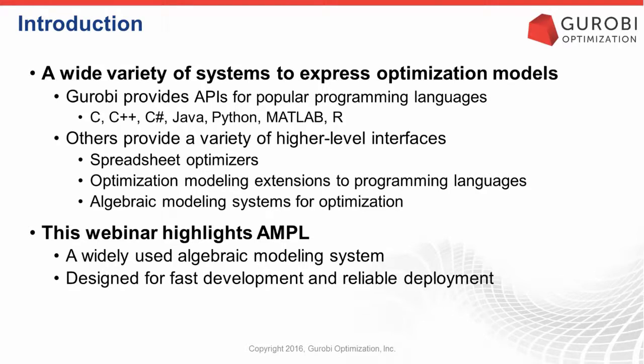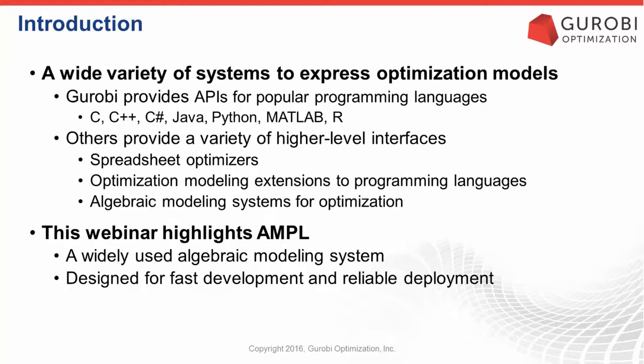Thank you. So I'll give a brief introduction to today's presentation. There's a lot of ways to express optimization models. Gurobi provides interfaces for popular programming languages, traditional languages like C, C++, Microsoft C# and .NET languages, Java, but also newer and other kinds of programming languages like Python, MATLAB, and R. Those are the interfaces that are included with the Gurobi Optimizer. There are also a variety of other higher-level interfaces available from open-source projects and other vendors, including spreadsheet optimizers, modeling extensions for other programming languages, and algebraic modeling systems for optimization.